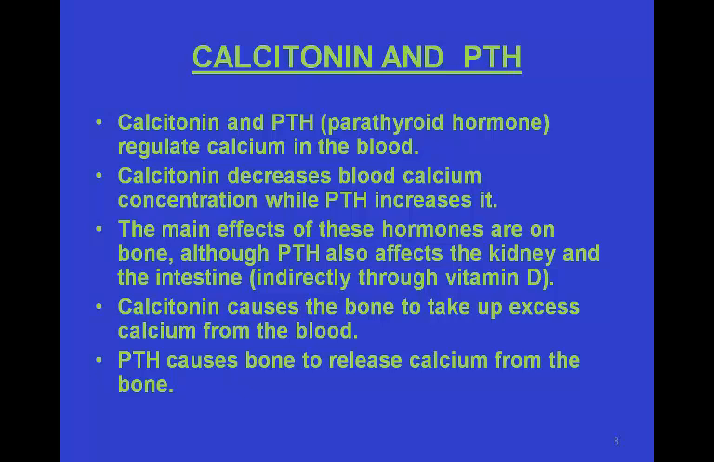Calcitonin decreases calcium in the blood by causing calcium to enter the bone, so that calcium comes out of the blood and goes into the bone. Parathyroid hormone increases the calcium concentration in the blood. Where does it get the calcium? Out of the bone, you see. So calcitonin causes the bone to take up calcium. Parathyroid hormone causes the bone to release calcium.